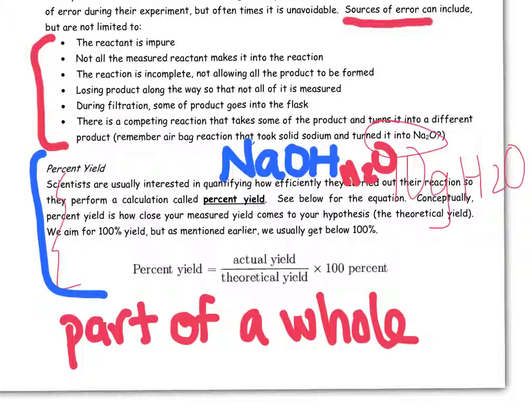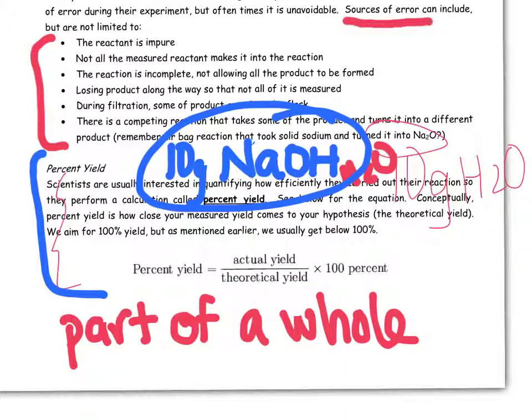So if you take a look at the equation, I actually really don't want you to memorize the equation. I would love it if the equation made sense to you. So look at this equation. It's the actual yield over the theoretical yield times 100. So look at this, and let's understand how that's a percent. Again, a percent is part of a whole.